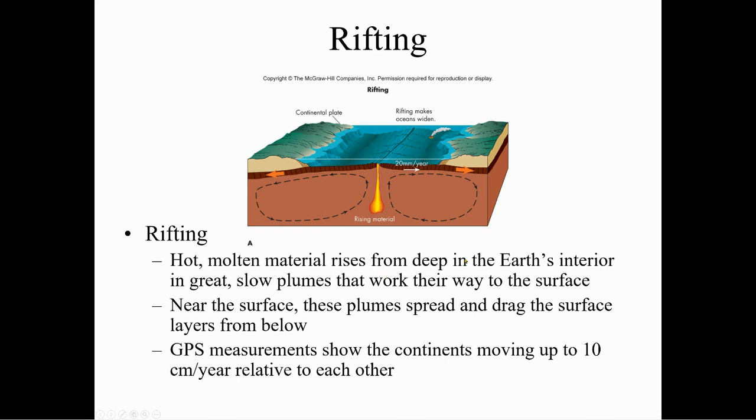Hot molten material rises from deep in the Earth's interior in great slow plumes that work their way to the surface. Near the surface, these plumes spread and drag the surface layers from below. GPS measurements show the continents moving up to 10 centimeters a year relative to each other. So we'll say the Atlantic Ocean is growing 10 centimeters per year. It's getting 10 centimeters wider per year.